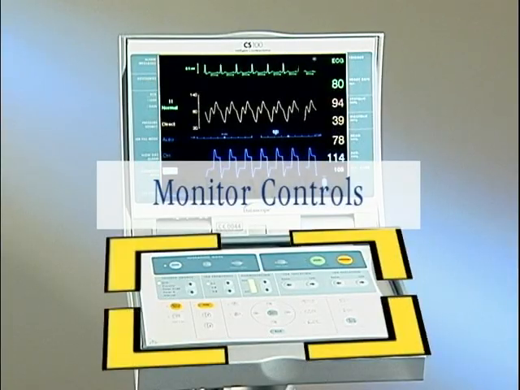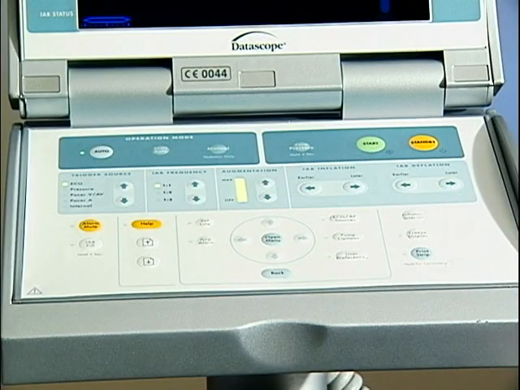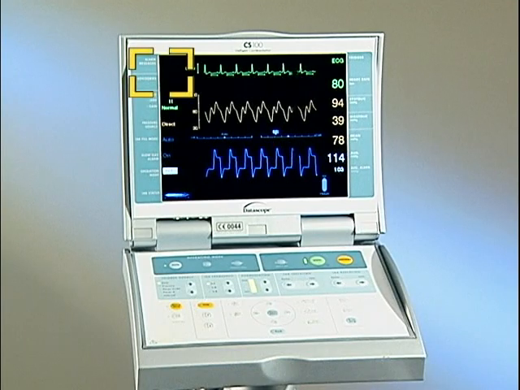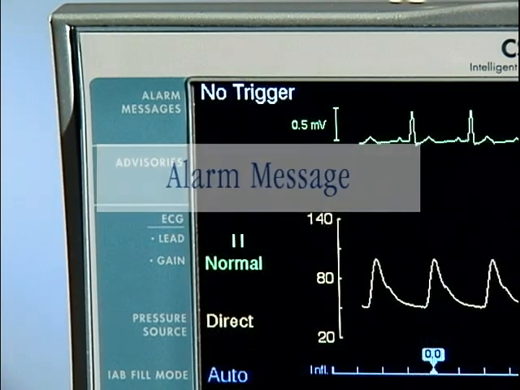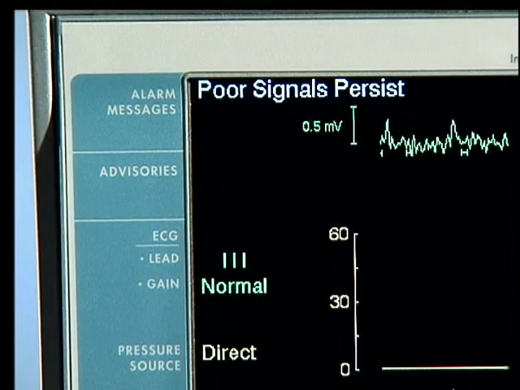The controls for the monitor are located below the monitor screen. In the upper left-hand corner of the screen, brief alarm messages are displayed, alerting the operator to significant clinical conditions and pump functions.